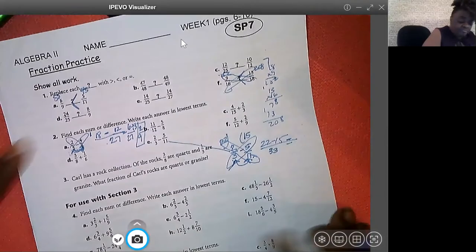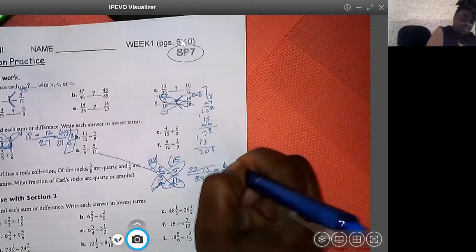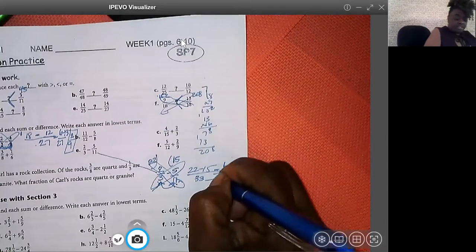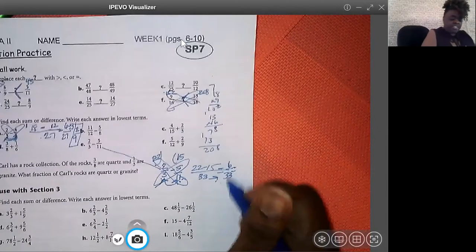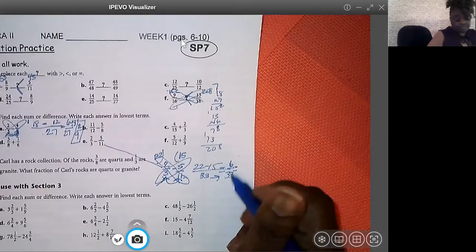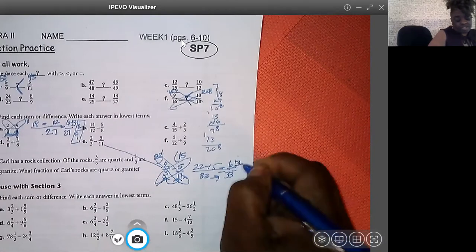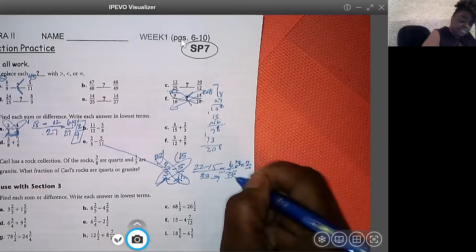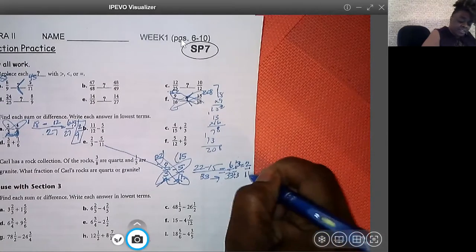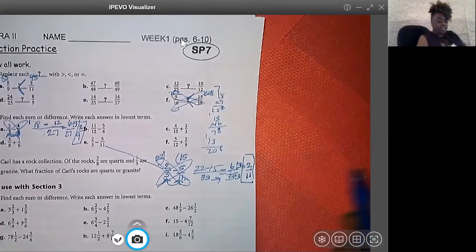Now you subtract 22 and 15 and you get 7. Bring your 33 over. Find the greatest common factor of both, which will be 3. So then you divide that by 3, get 2, and divide this by 3, you get 11. So our answer is 2/11.